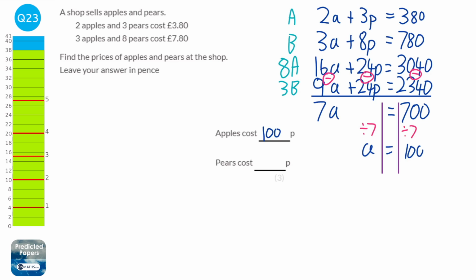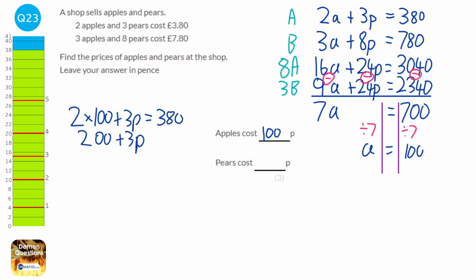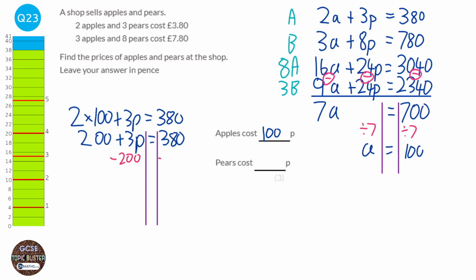So I just need to pick one of the equations. I'm just going to pick this top one here, and I'm going to write it out. But instead of a, we know that a is £1 or 100 pence. So plus 3p equals 380. So that's going to be 200 plus 3p is 380. And then again, I'm just going to draw my lines down. And we're going to subtract 200 from both sides. So it's going to be 3p equals 180.